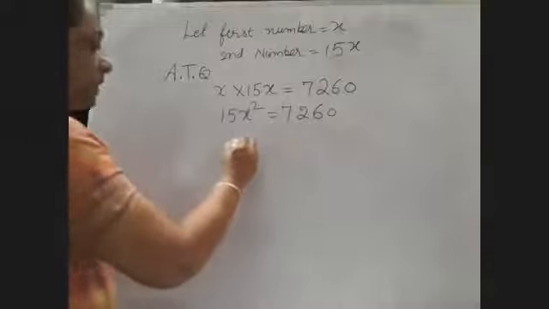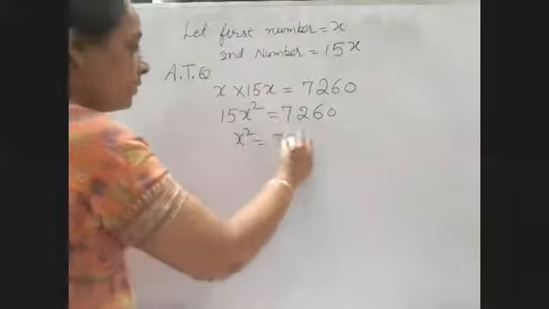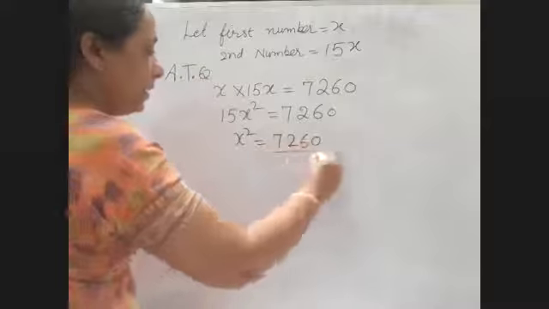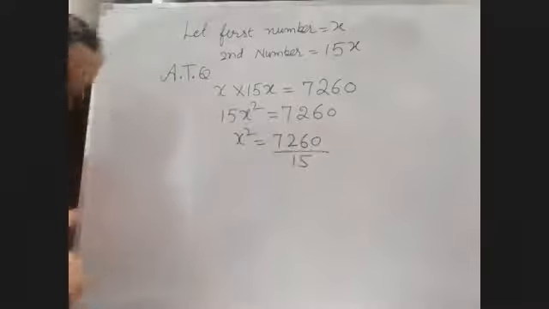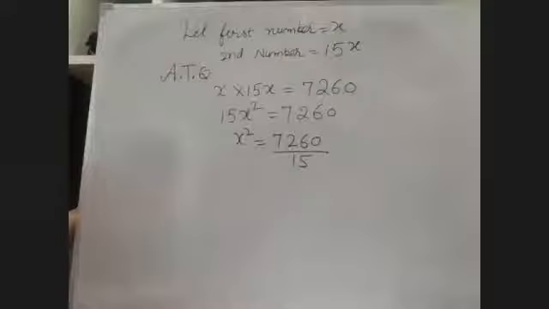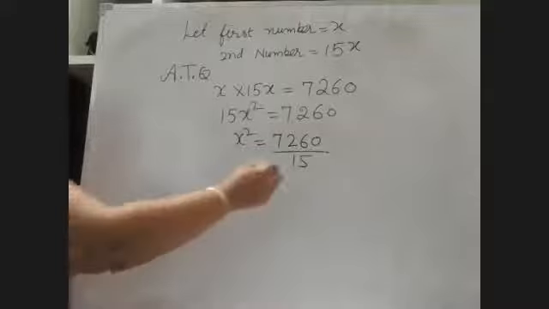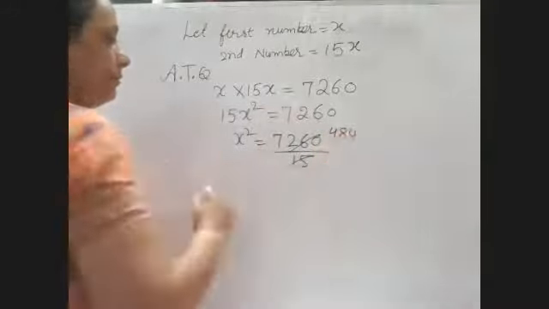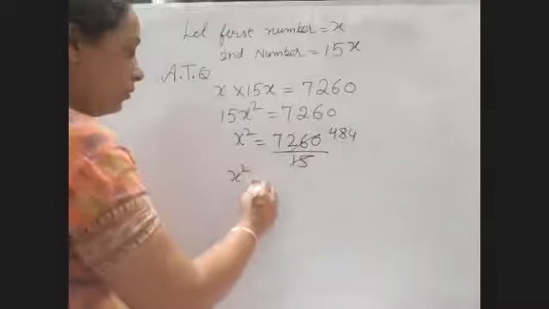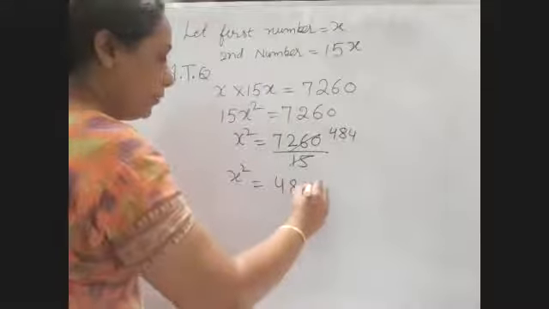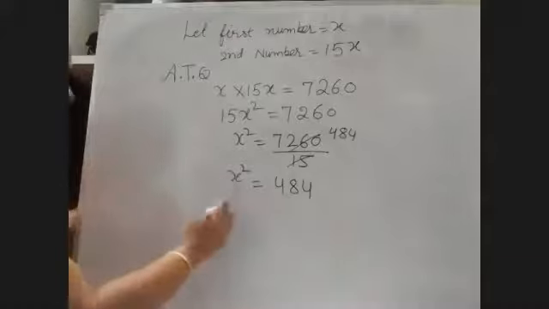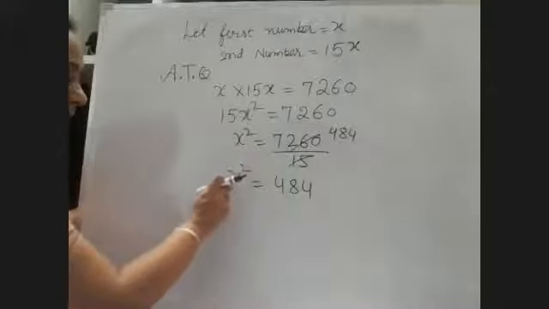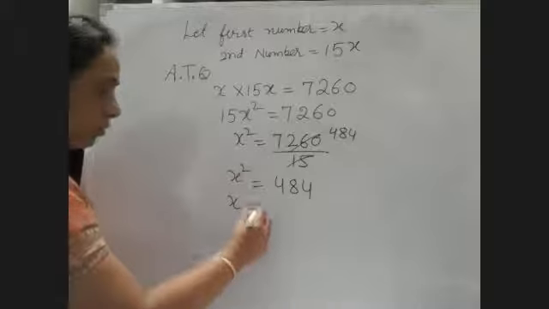Now, x square is equal to 7,260 divided by 15. Yes, students. Now, 7,260 divided by 15, we will get 484. Now, x square is equal to 484. But we want the value of x. So, to remove this square, we will take the square root on the other side.